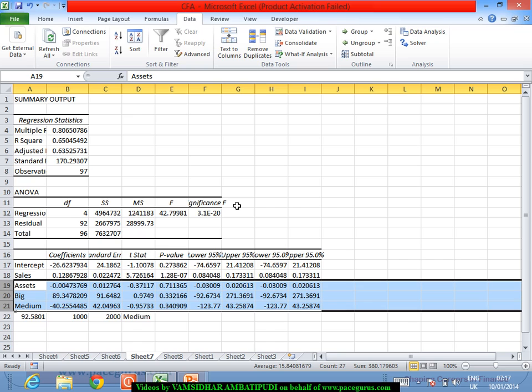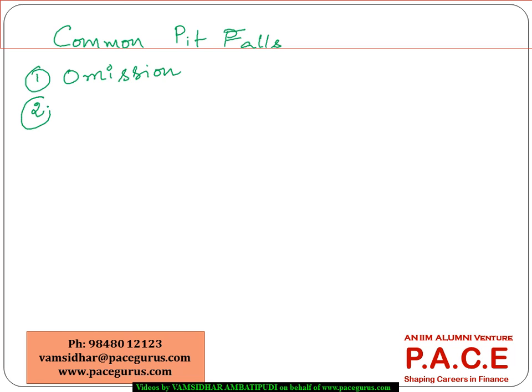And a few more important points to look at as far as multiple regression is concerned: there are some common issues, common problems or common pitfalls, or common checkpoints that are necessary when we are working with multiple regression. Sometimes it may so happen that I omit some of the important variables. So my model may not be that accurate or dependable, if at all I am omitting some of the important variables.